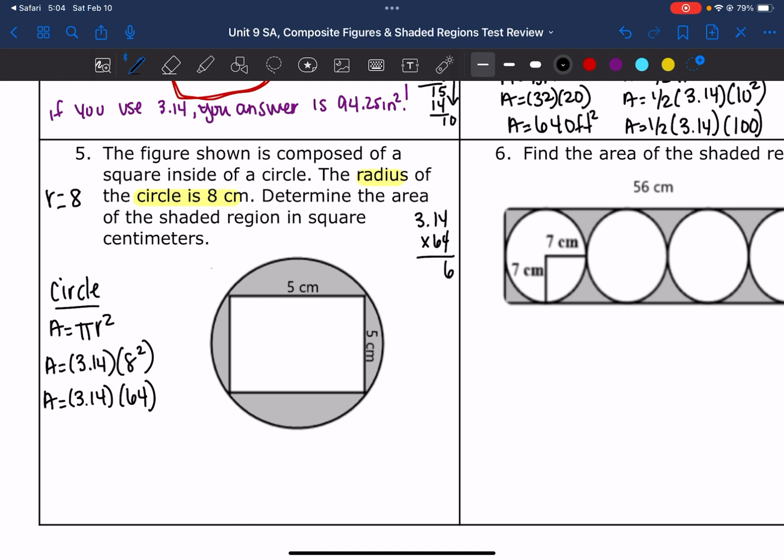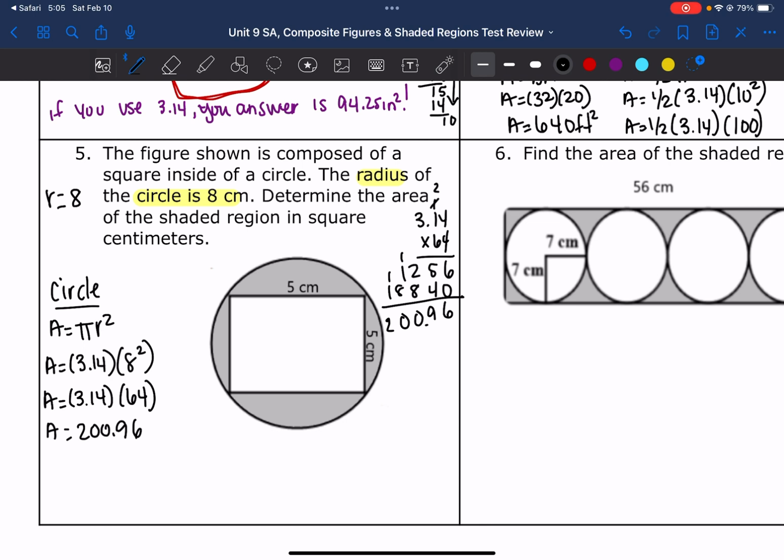4 times 4 is 16. 4 times 5... 3 times 4 is 12, add a 0 there. 6 times 4 is 24 again. 6 times 1 is 6, 7, 8. 6 times 3 is 18. Now I can add 5, 6, 7, 8, 9, 8, 9, 10, and then 2. So we get 200.96. If you used 64 times 3 alone, you would have gotten 192.